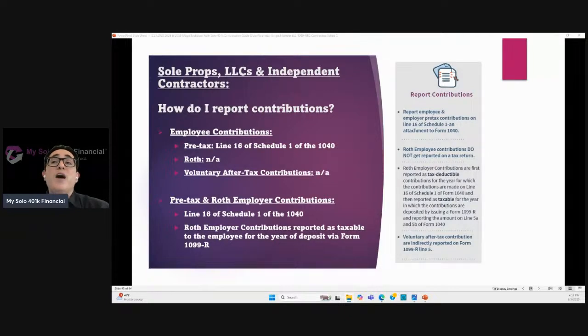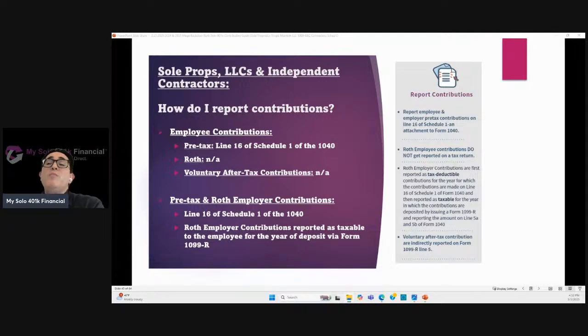It was provided via IRS Notice 2024-2, which provides that employer contributions made as Roth contributions are still reported as tax deductible on the employer's return for the year for which the contribution is being made. Now, we have to make that point, for the year for which the contribution is being made, because one can make contributions for a prior year. So that's one of the unique things about a solo 401k: the deadline is the business tax return deadline, including any timely filed extension.